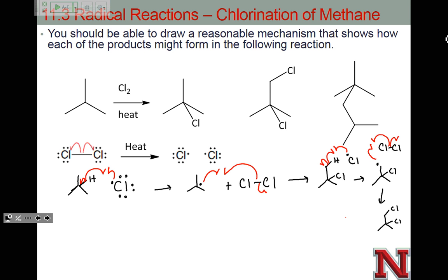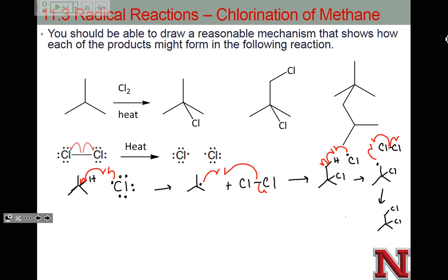And with chlorinations, these multiple halogenations are hard to control. We can control them a little bit with heat and with the amount of Cl2 we have present, but there's a lot of reactivity, so oftentimes we can have these monohalogenations.